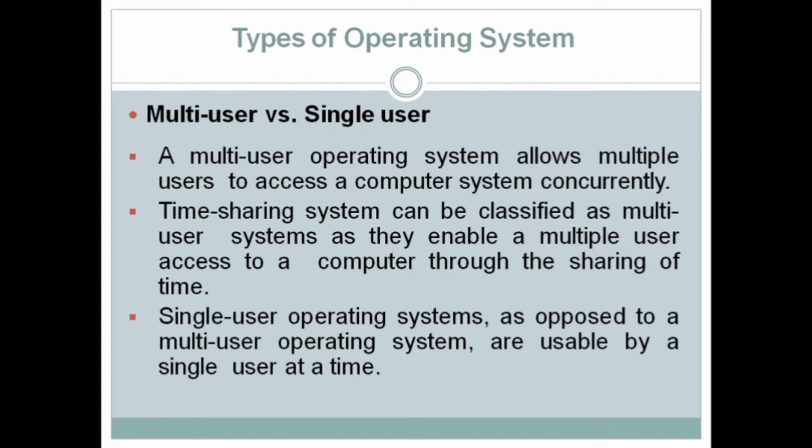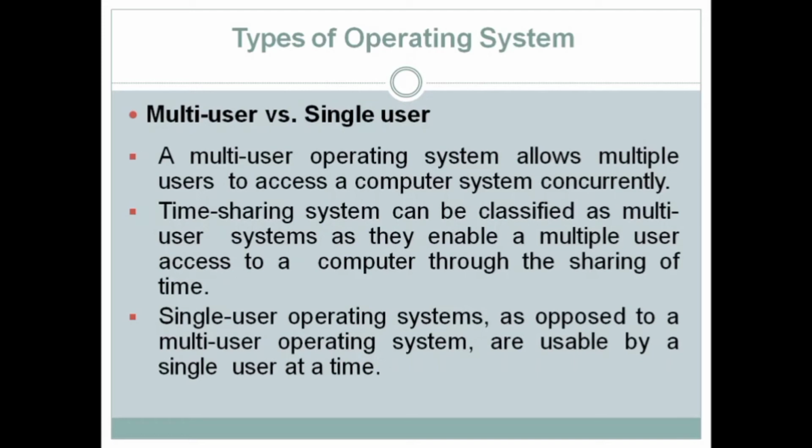Here, types of operating system. We have a number of types of operating system, but here we will define two: multi-user and single-user operating systems. A multi-user operating system allows multiple users to access a computer system concurrently. Means in a multi-user operating system, a number of users can access a single system concurrently. Time-sharing systems can be classified as multi-user systems as they enable multi-user access to a computer through the sharing of time.